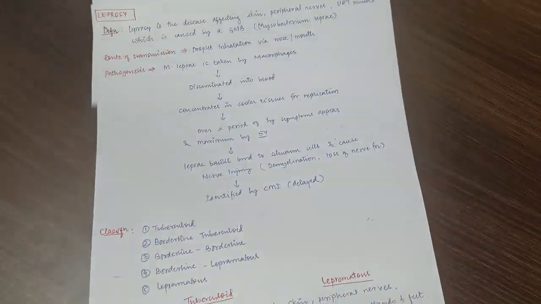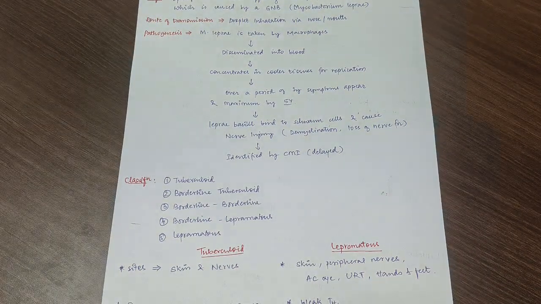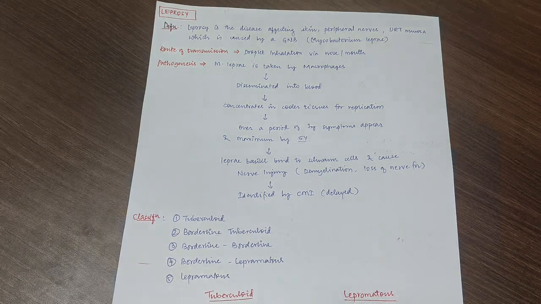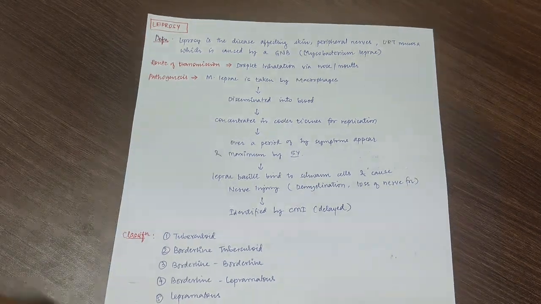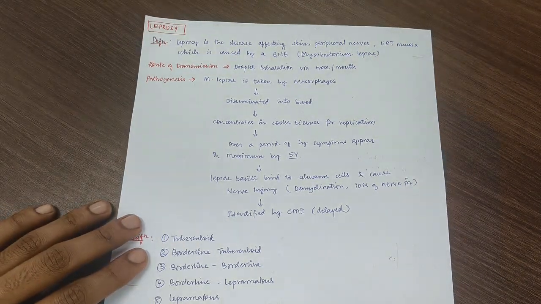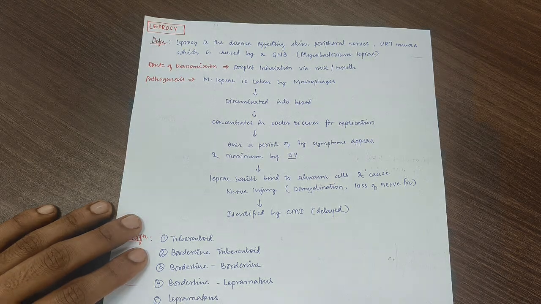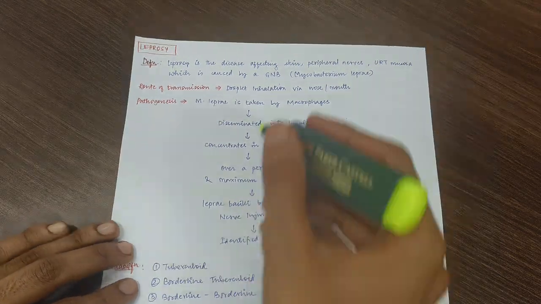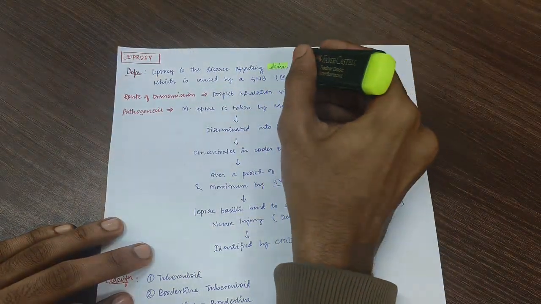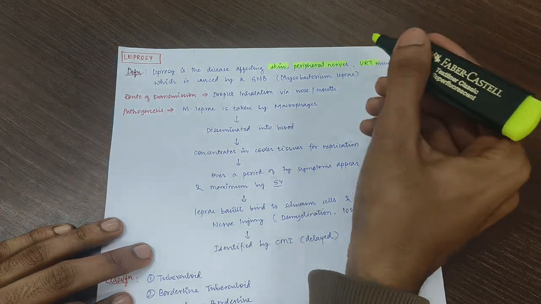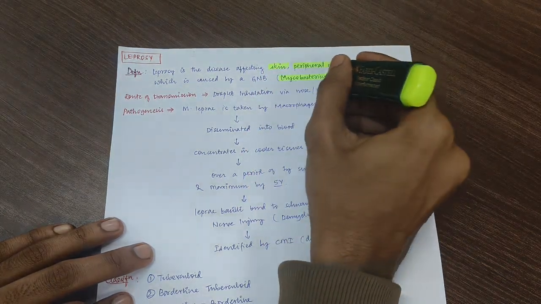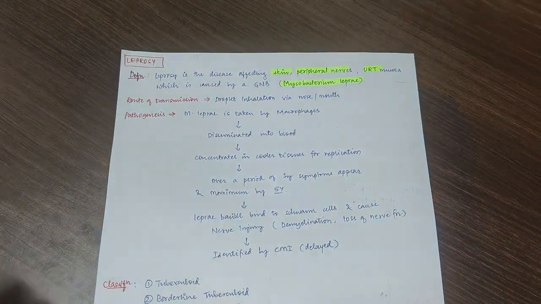Next we are going to talk about leprosy. What is leprosy? Leprosy is a disease which affects the skin, peripheral nerves, and upper respiratory tract mucosa, caused by the gram-negative bacillus Mycobacterium leprae. So what are the key components you are going to write in the definition? It affects skin, peripheral nerves, upper respiratory tract, and Mycobacterium leprae, the causative agent.